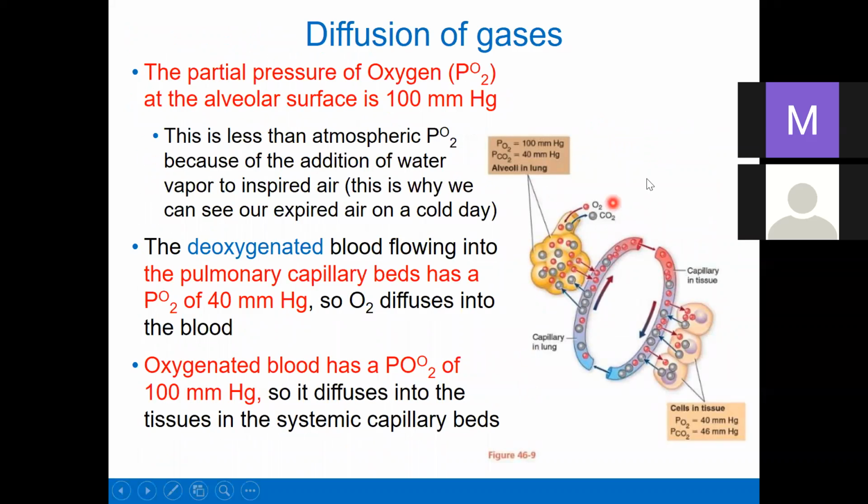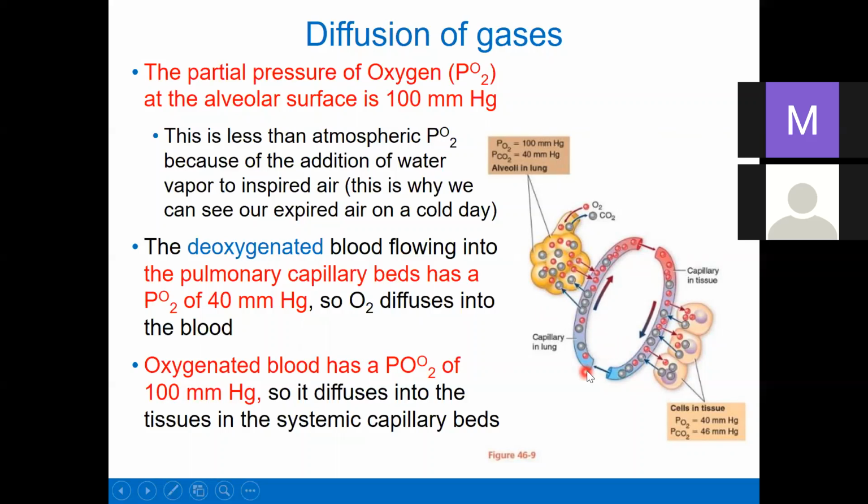Diffusion of gases is really important. You need to know the mechanism of action of gas diffusion. What happens at the alveoli level? What happens at the tissue cells? All these events depend on the partial gas pressures. We know that the partial pressure of oxygen at the alveoli surface is about 100, 105.